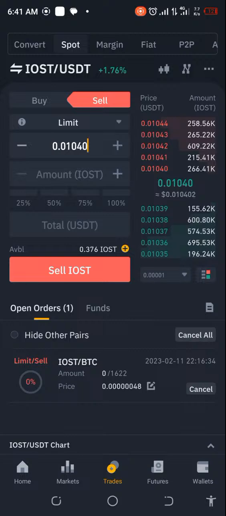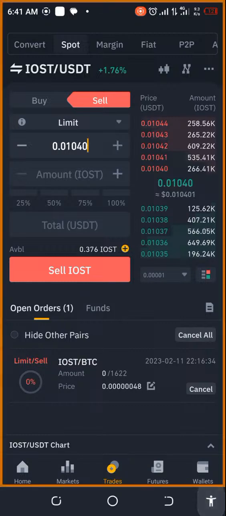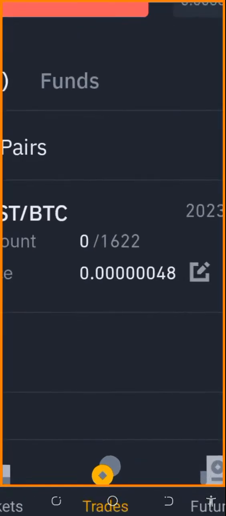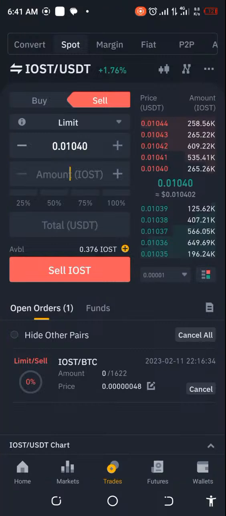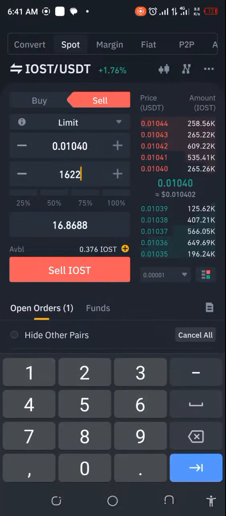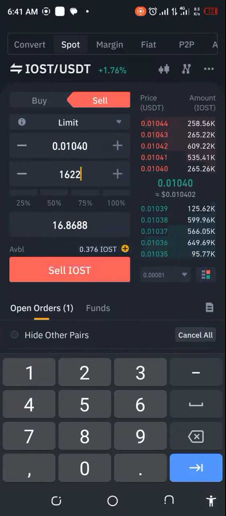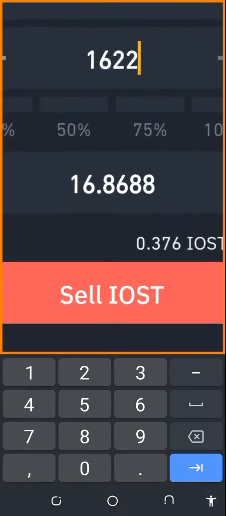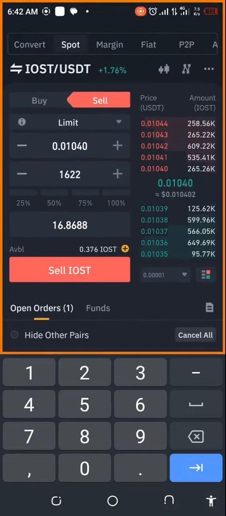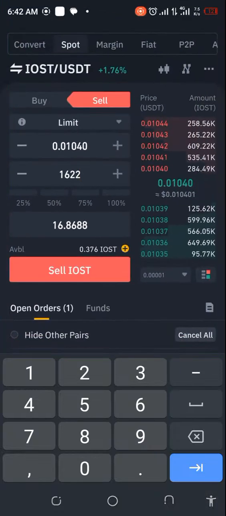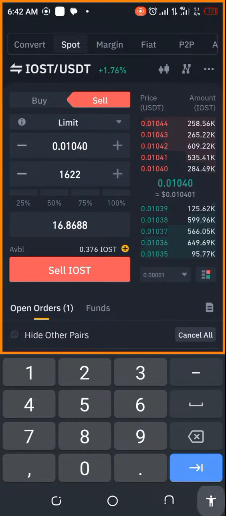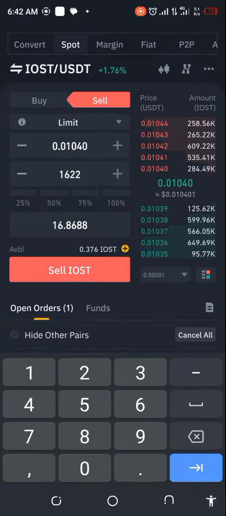So this is 0.0104. So let's see. This is 1622. All right, so let me put it in there. That's 1622. So what do we get? Okay, we started this out with 1670, excuse me, 1675 or 1670. Let's be sure, but let's not waste time actually. I think we started out with 1670 something. So this is an opportunity to make profit.